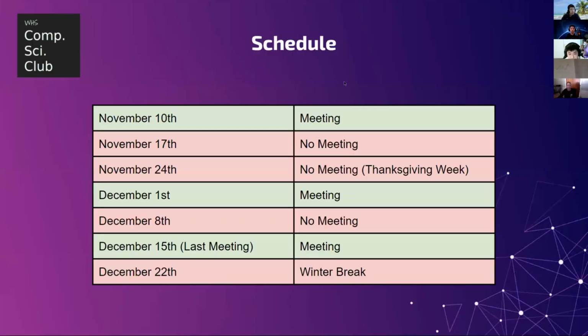But first, some stuff. This is the schedule, copied from our last meeting slide. Basically, next week we don't have a meeting like normal. And then I think December 15th, we're going to have our last meeting. We might do something a bit different, but we'll see. But basically, this is going to be our schedule for the rest of the year.